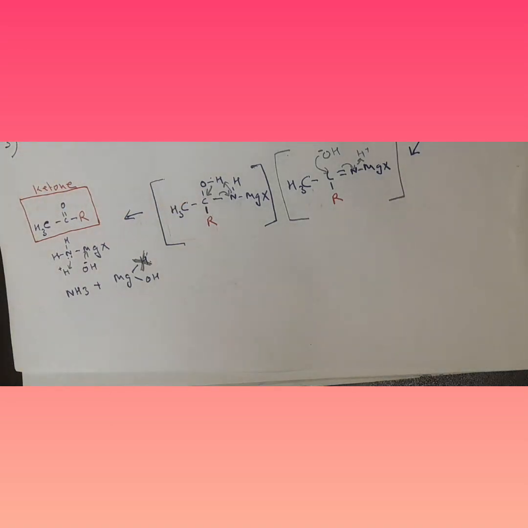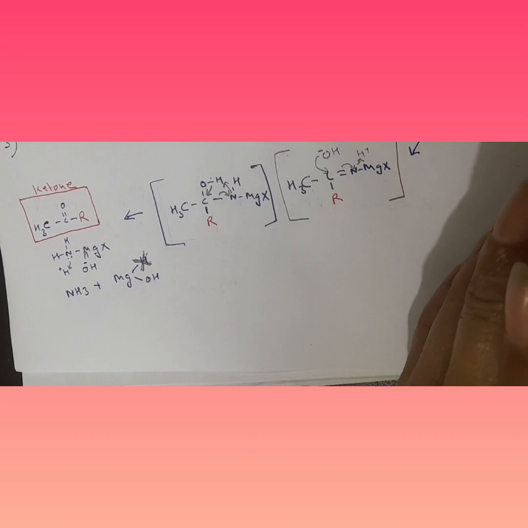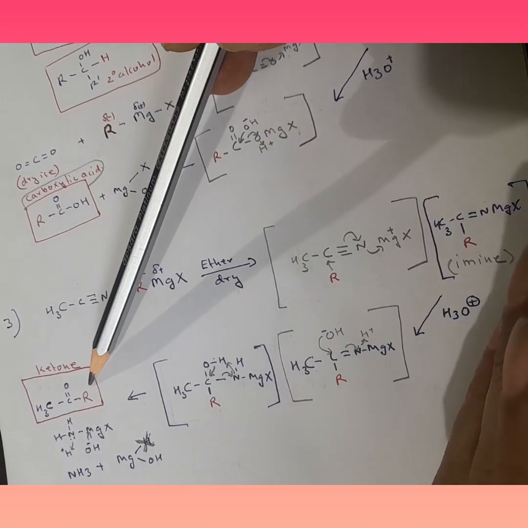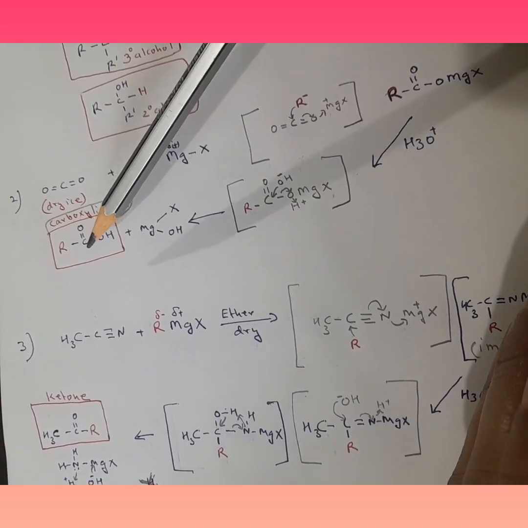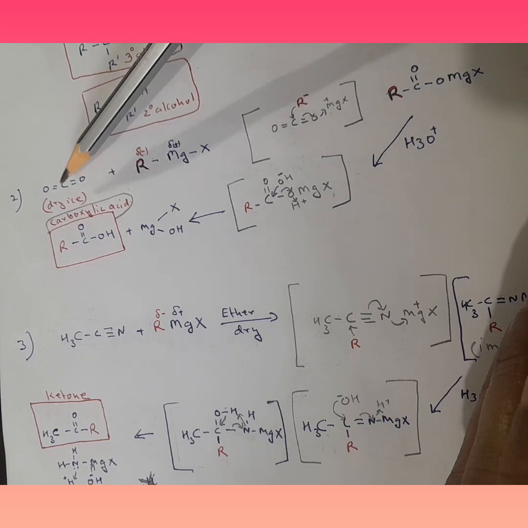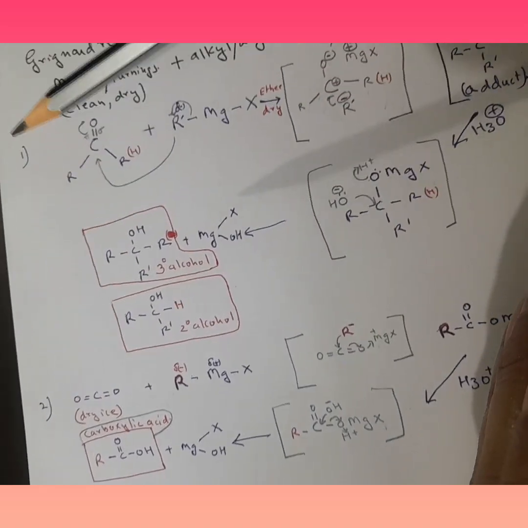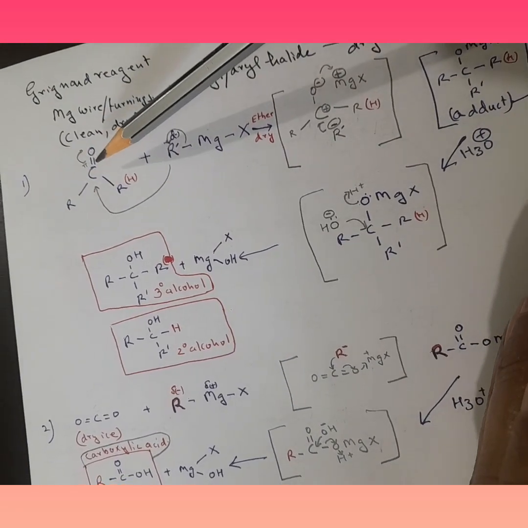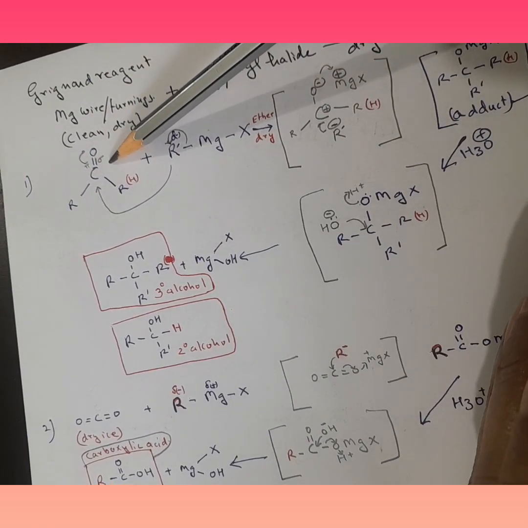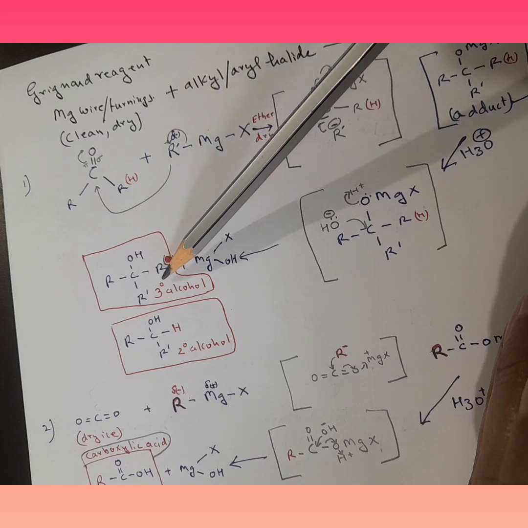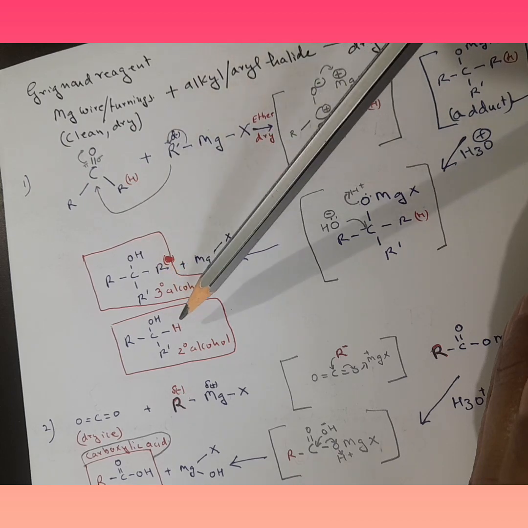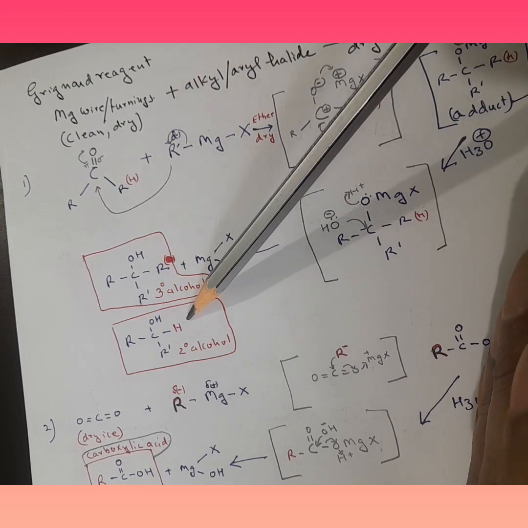So basically what we saw is that when we use cyanide, we end up with a ketone. When we use carbon dioxide, we end up with an acid. And when we use a ketone or an aldehyde, we end up with tertiary alcohol or secondary alcohol. Alright?